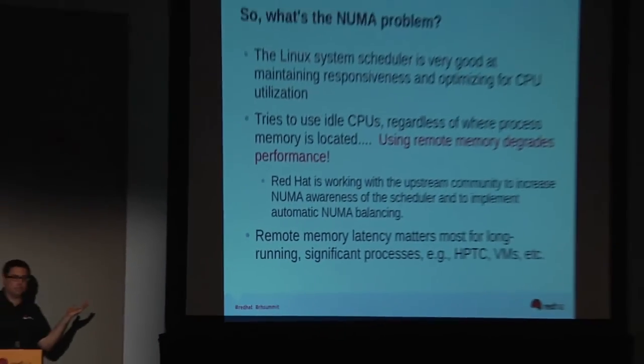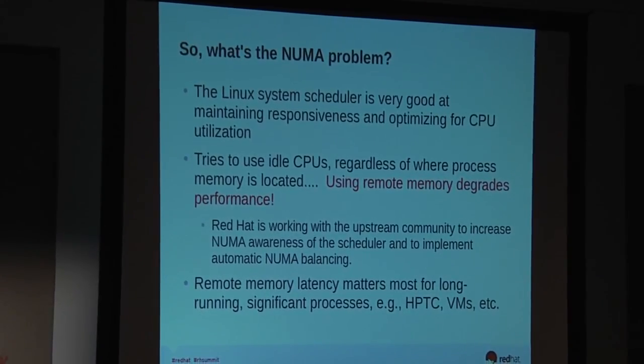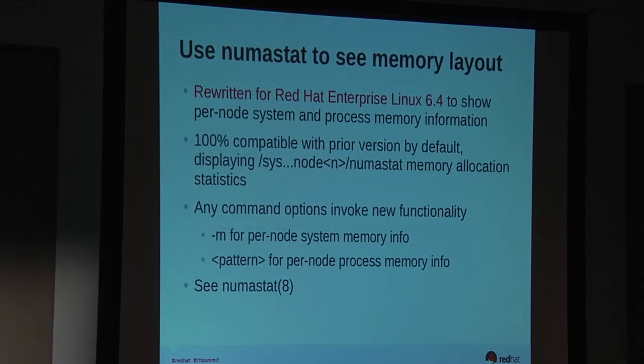So Red Hat's working with the upstream kernel developers to try to make the kernel scheduler more NUMA aware, to implement automatic NUMA balancing. Hopefully that will be showing up soon in a version of RHEL. And I should also make the point on the bottom here that remote memory matters the most for long-running processes like a KVM guest or HPC application, or something like that. If your applications are short-running or they don't actually contend for memory much, it's not going to make that much of a performance difference. Okay.